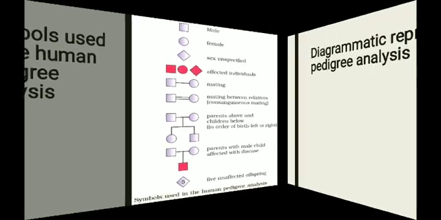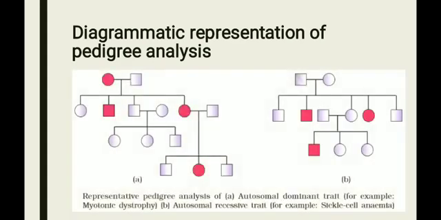See, this is a diagrammatic representation of a pedigree analysis. The first one, chart A, is an autosomal dominant trait. Example, myotonic dystrophy. And chart B is an autosomal recessive trait. Example, sickle cell anemia.